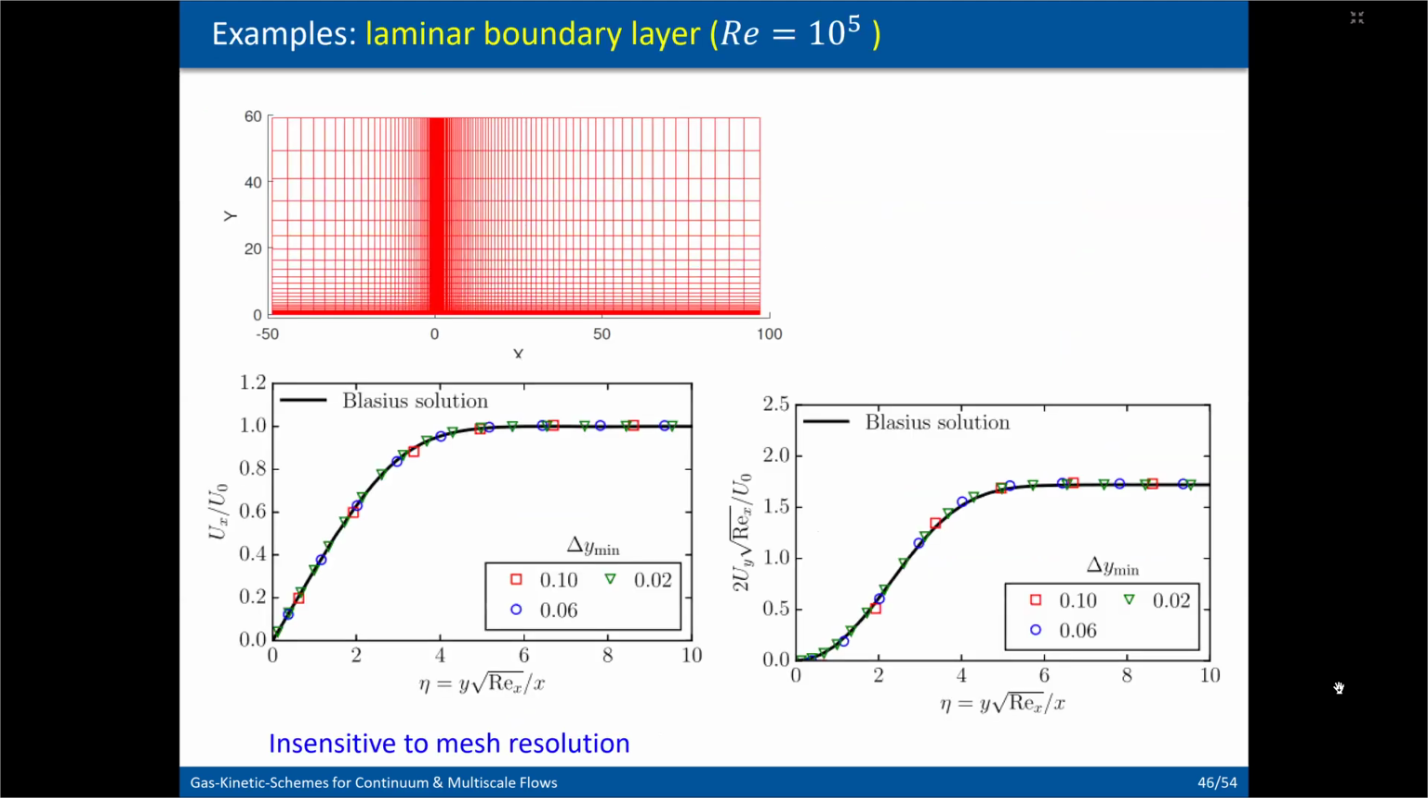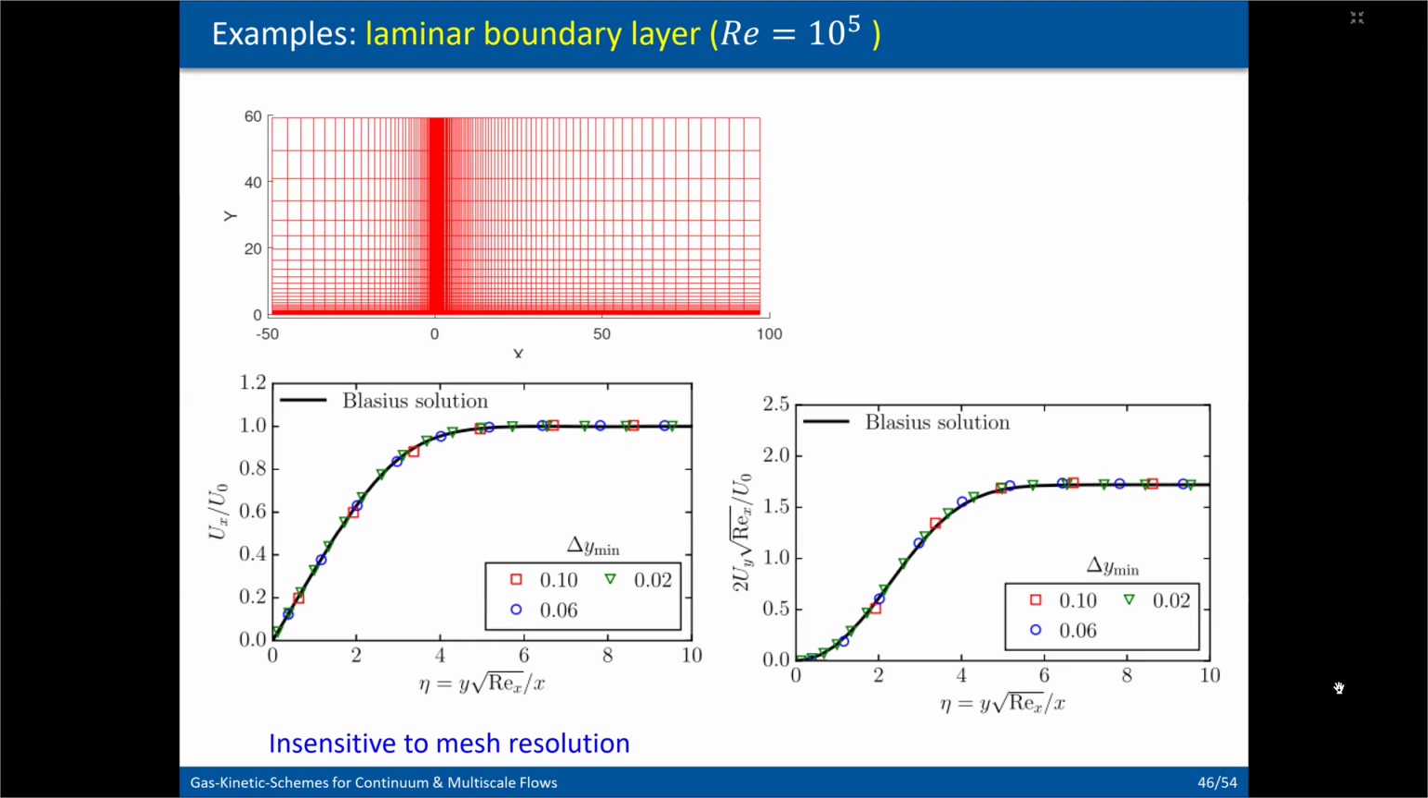Now I would like to give some examples. The first one is the laminar boundary layer. We know that this is critical to test a numerical method. The boundary layer profile is sensitive to measure the accuracy of the numerical method, particularly the dissipation property. Here we test the laminar boundary layer over a flat plate, using a non-uniform mesh with different grid resolutions. We compare the velocity profile with the Blasius solution.